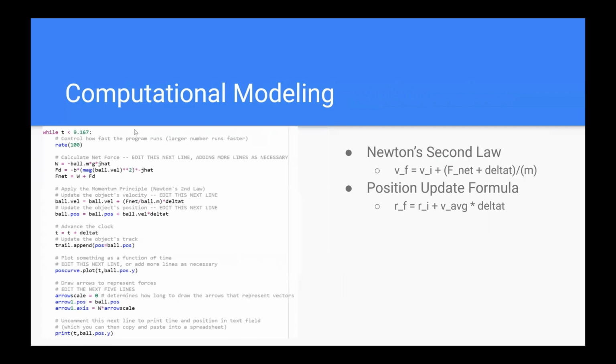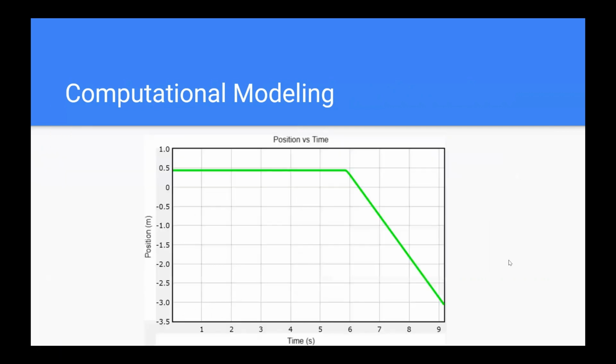And this is after the top hits the bottom, where there's drag force as the Slinky falls with gravity. We have the drag force plus the ball falling. It was a total of 9.2 seconds. The update formulas again. Here are the results of the computational modeling.